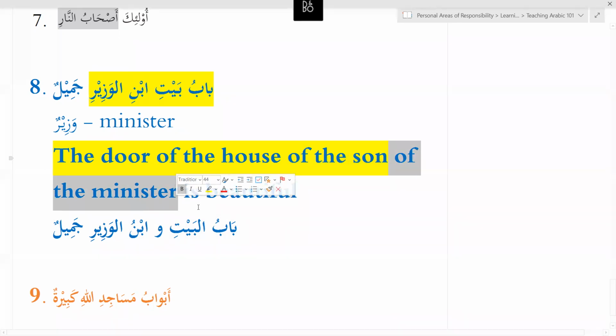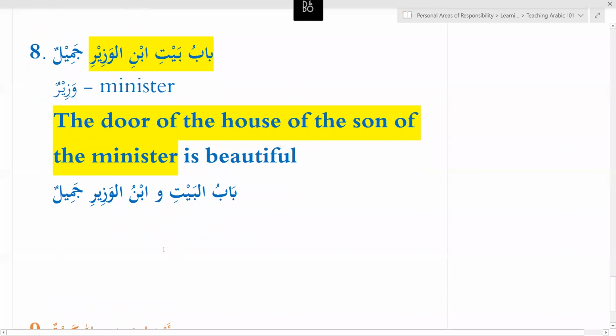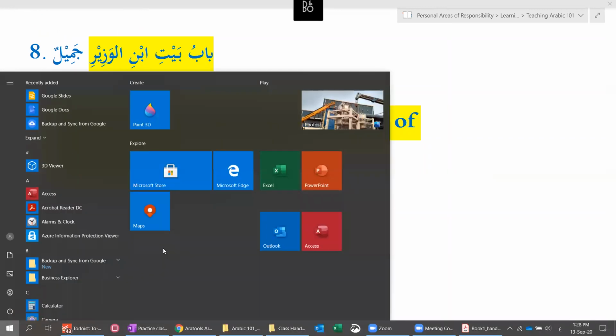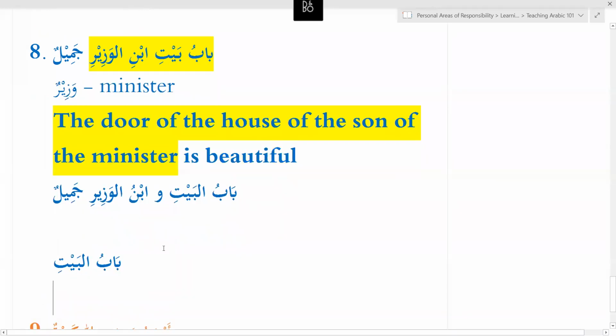Sahib, I didn't understand the concept. I know that Babu Baitin should come or Babu Al Baiti should come. Yes, I understand. After that, the of concept I'm not getting. So let us do step by step. So if I say Babu al Baiti, this would be door of the house.